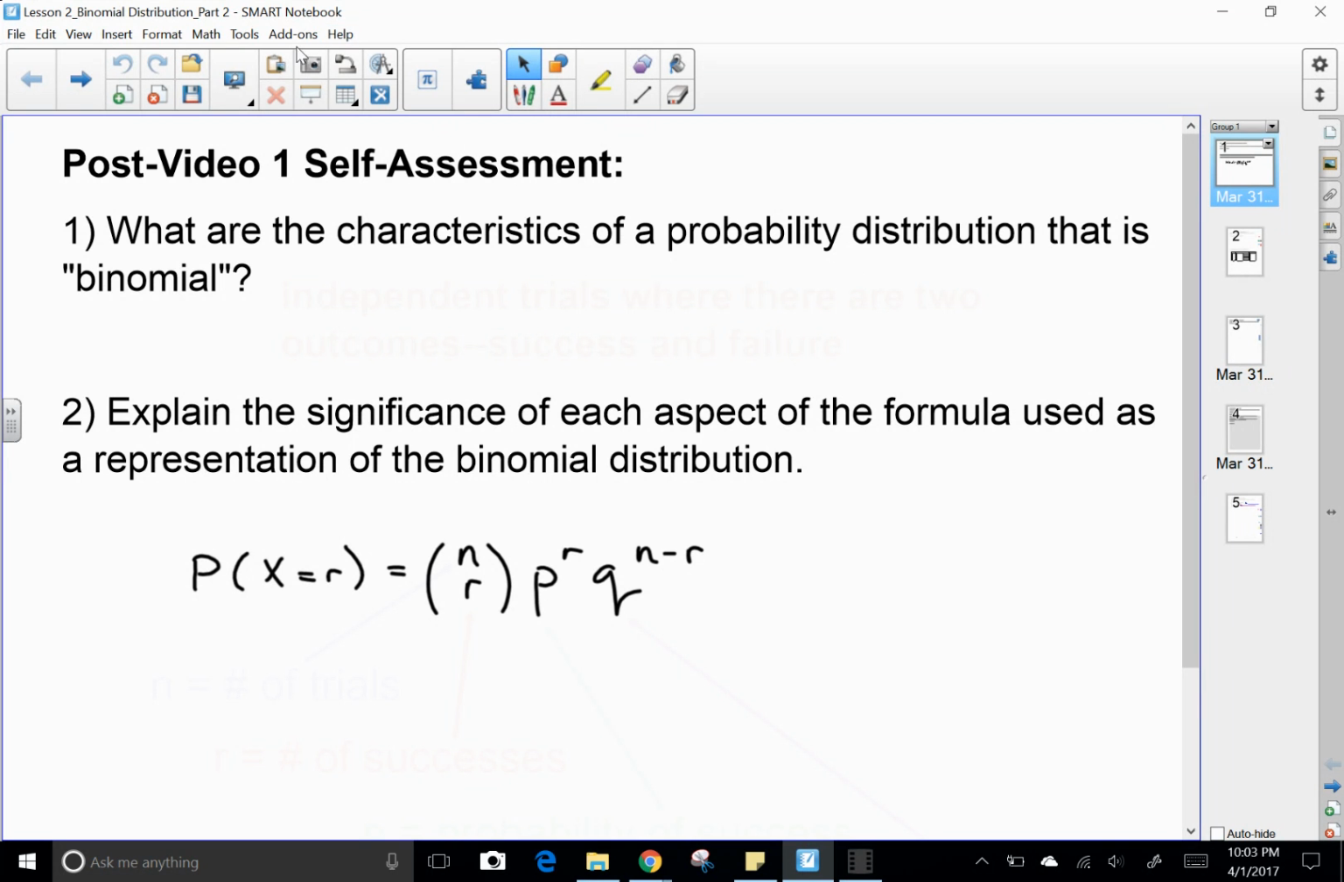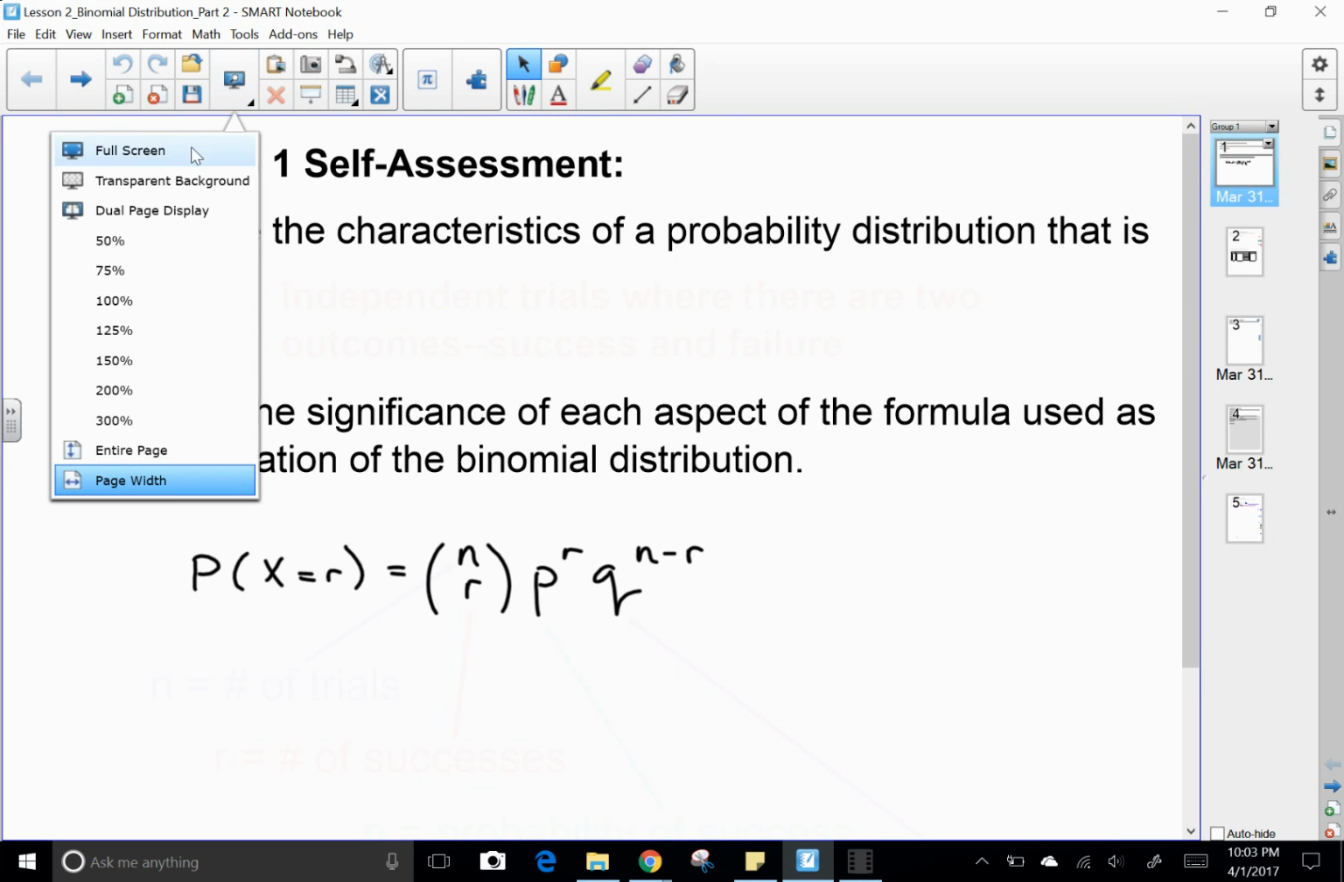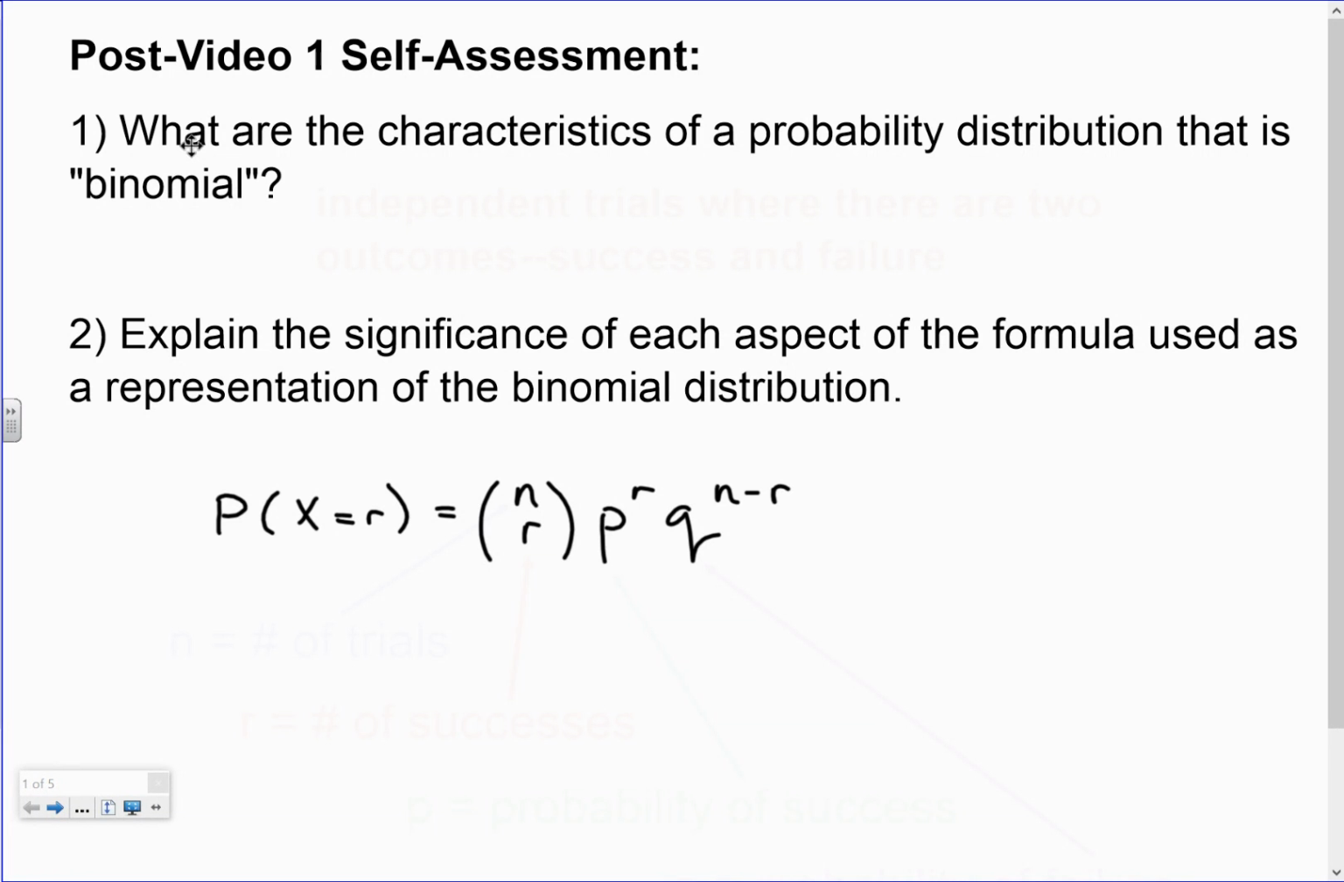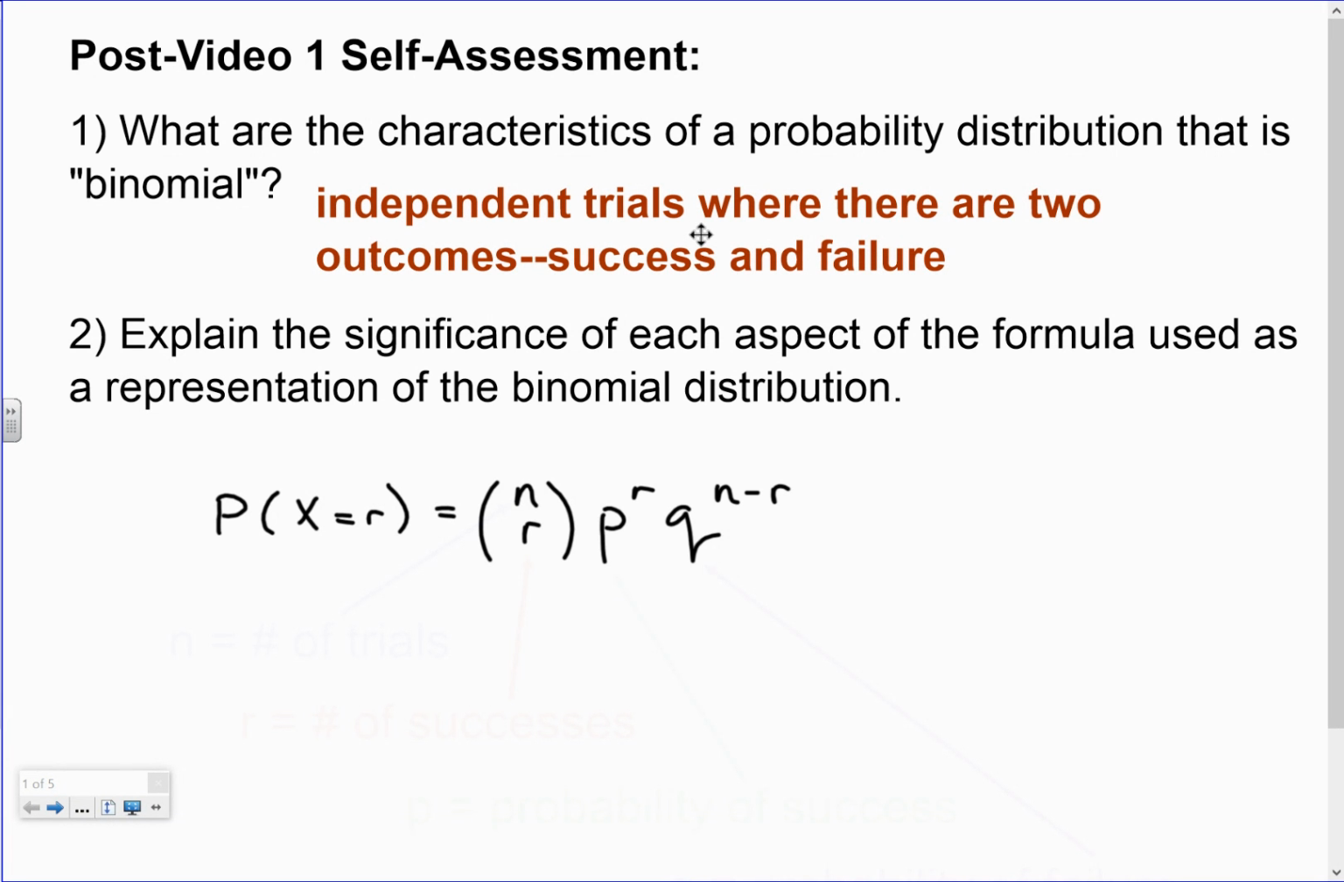So last day you watched a video and I posted a few questions on the board in terms of reflection. The first one asked you about the characteristics of this particular type of distribution. If you said that they consist of independent trials where there are two outcomes, generally named success and failure, then you've got an understanding of what a binomial probability distribution is.